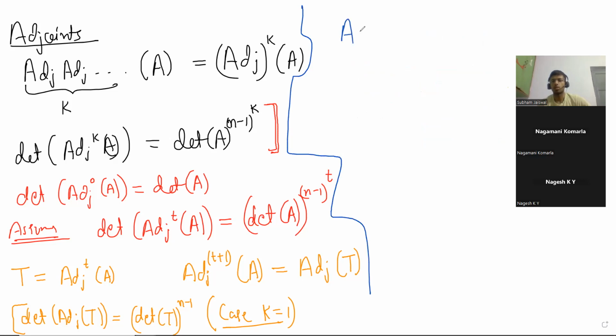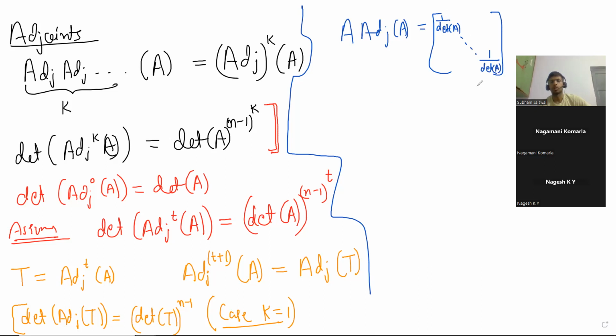So A times adjoint of A is equal to 1 by determinant times identity. That just means that by definition, you can say that it is like this, where this is the matrix where the 1 by determinant is on the diagonal.